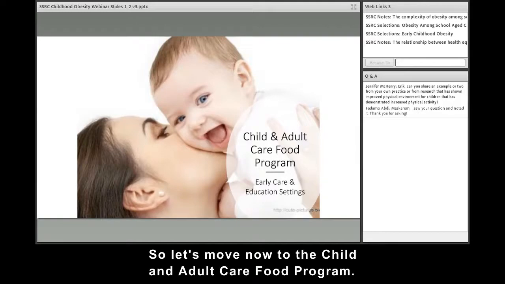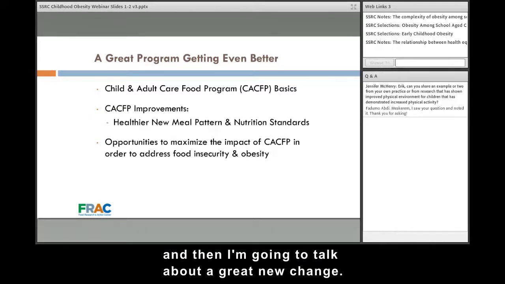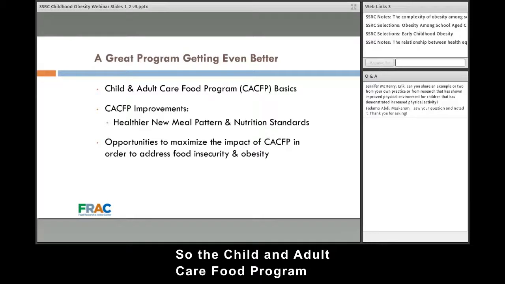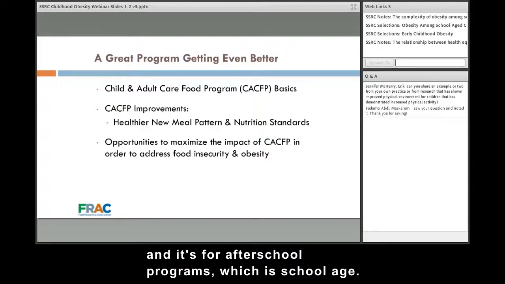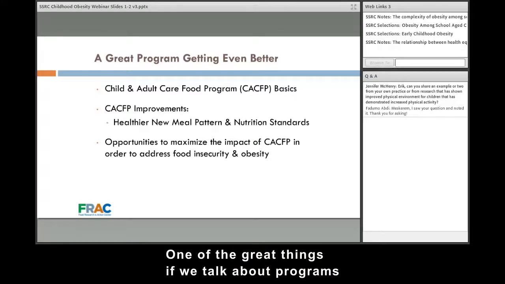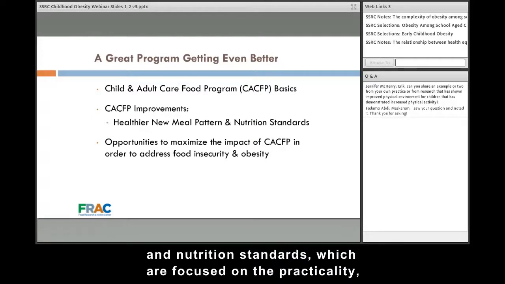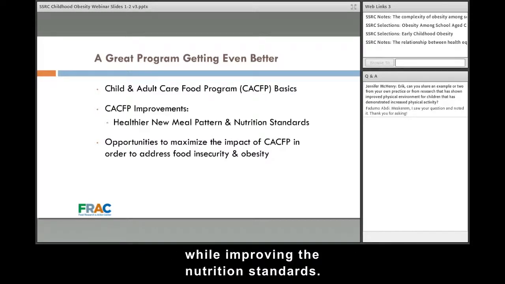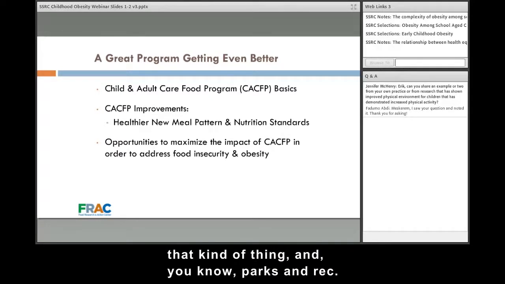So let's move now to the Child and Adult Care Food Program. First, I'm going to say a little bit about what the program is, and then I'm going to talk about a great new change. The Child and Adult Care Food Program is like the school lunch program, but it's for child care, it's for homeless shelters, and it's for after-school programs, which is school age. One of the great things, if we talk about programs getting even better, is that CACFP has an improved new meal pattern and nutrition standards, which are focused on practicality while improving the nutrition standards. Because when you talk about child care, you're not really talking about people who have nutritionists at the ready to help them plan menus, and after-school programs, that kind of thing, and parks and rec.